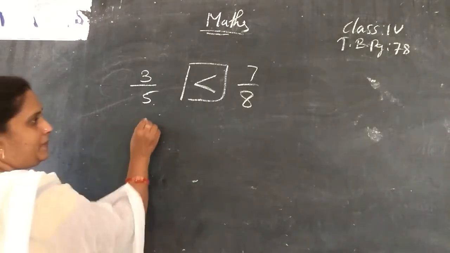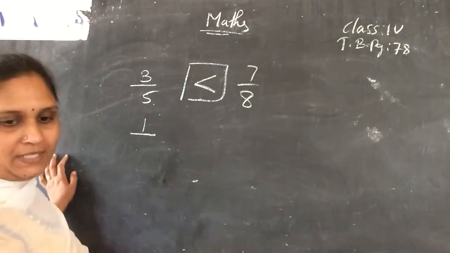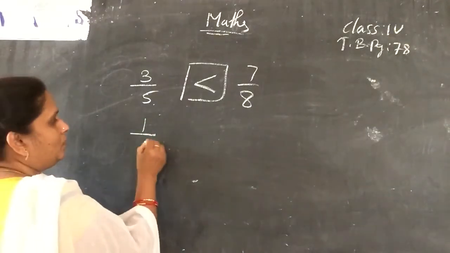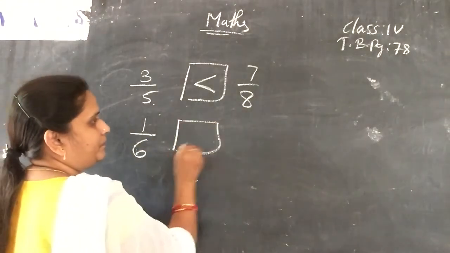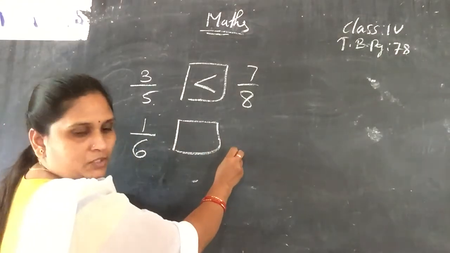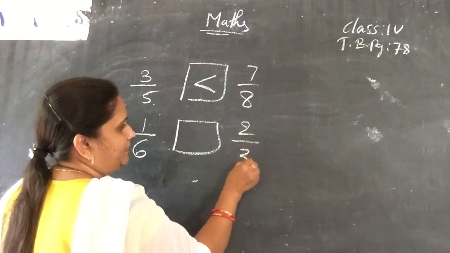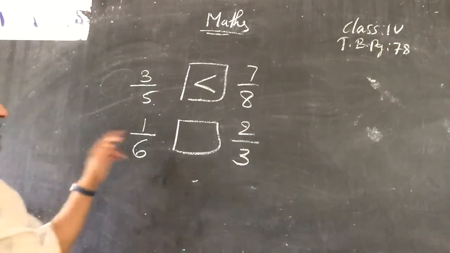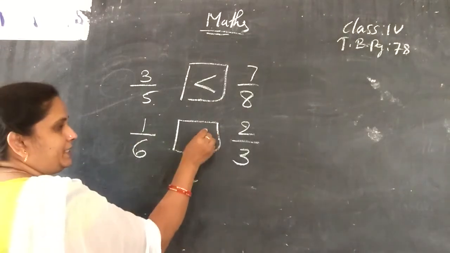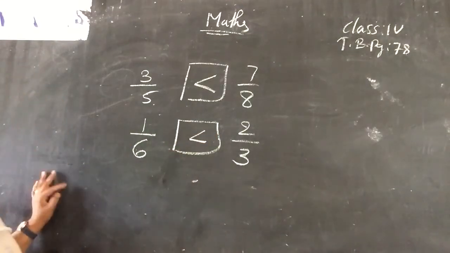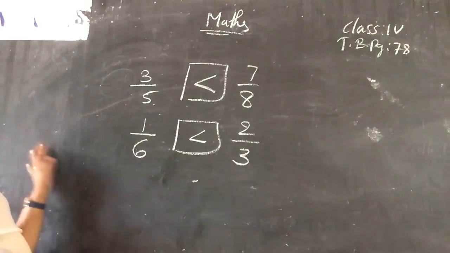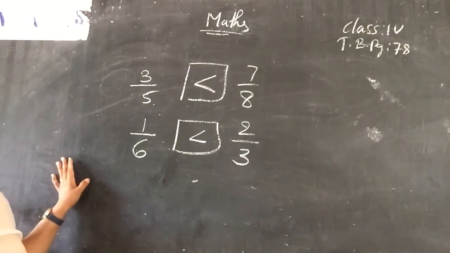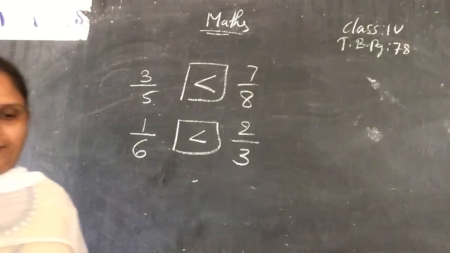Next, 1 by 6 and 2 by 3. So which is the greatest number here? 2 is the greatest number. 2 by 3 is the greatest number. Like that you have to compare the numerators and write it.